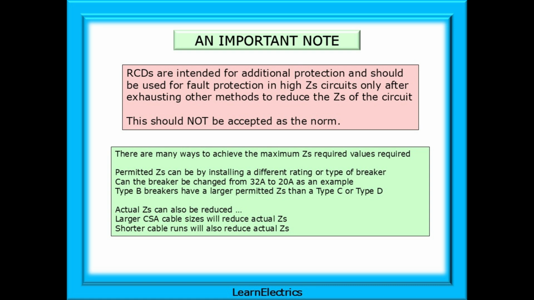There are many ways to achieve the maximum ZS values required. Permitted ZS can be achieved by installing a different rating or type of breaker. Can the breaker be changed from 32 amps to 20 amps as an example? Type B breakers have a larger permitted ZS than a Type C or Type D. Actual ZS can also be reduced by installing larger CSA cable sizes or shorter cable runs.